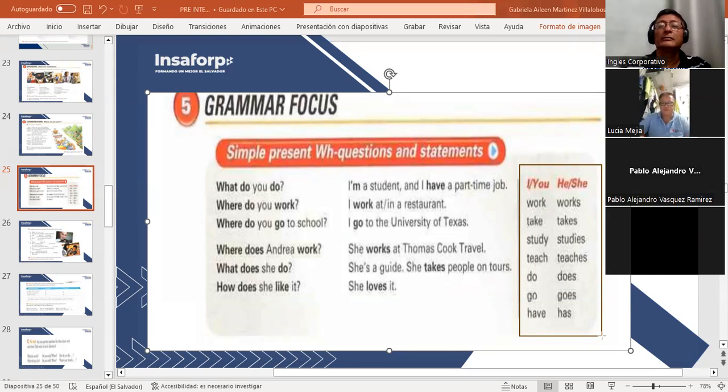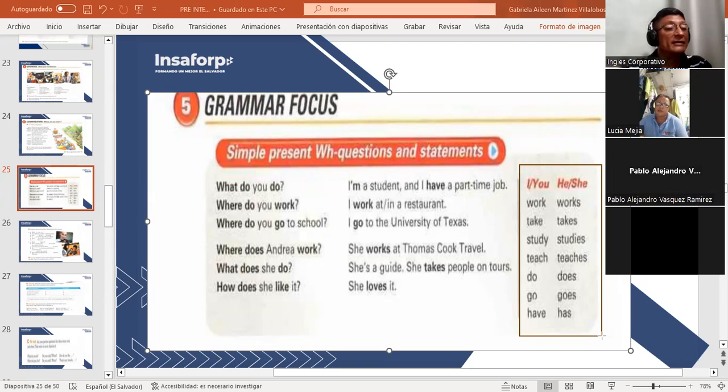You see that? With I and you: work, take, study, teach, do, go, and have. With she and he: works, takes, studies, teaches, does, goes, and has. What happened to the verb? Changes. Con la tercera persona, el verbo cambia.